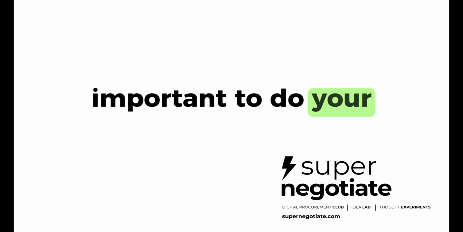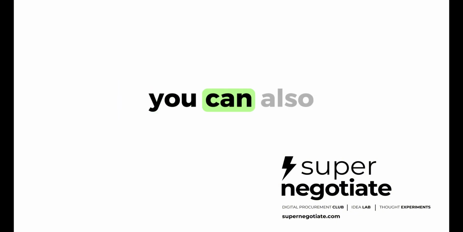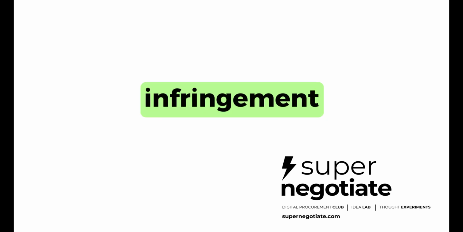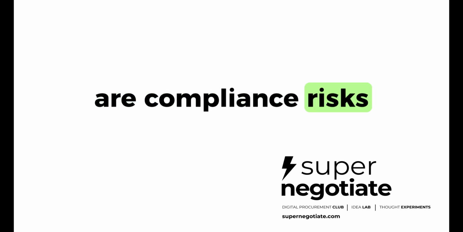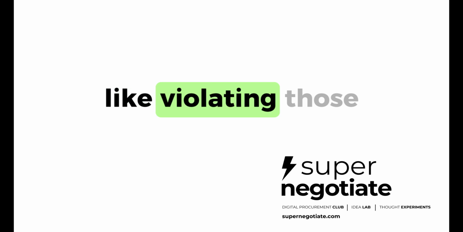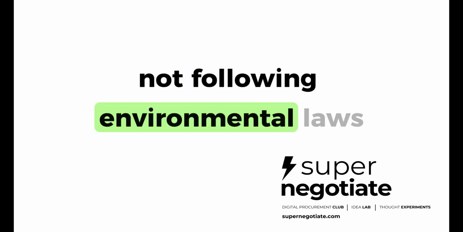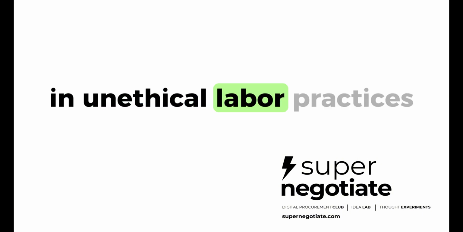That's why it's so important to do your homework. Make sure your supplier has the right to sell those goods. You can also put clauses in your contract that protect you if there's any infringement. So it's like a safety net. Exactly. And then there are compliance risks. What are we talking about there? We're talking about things like violating those import or export regulations, not following environmental laws, or even engaging in unethical labor practices.